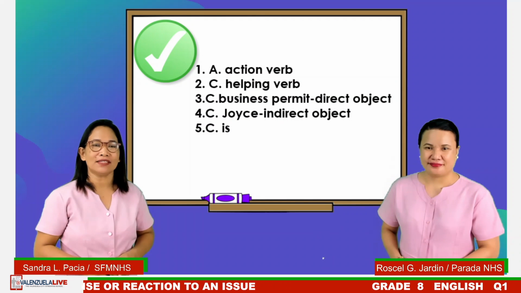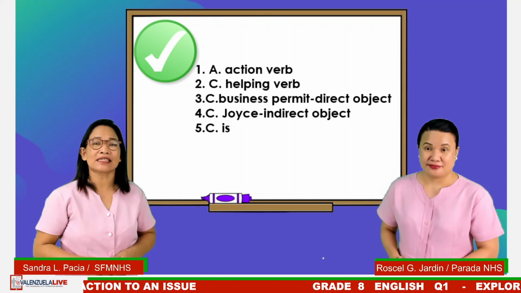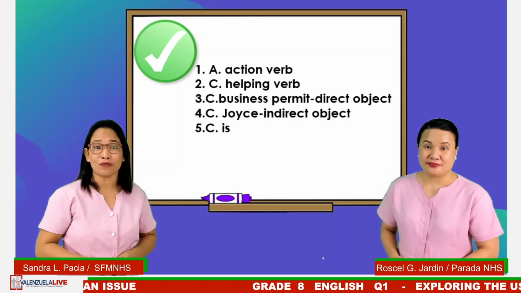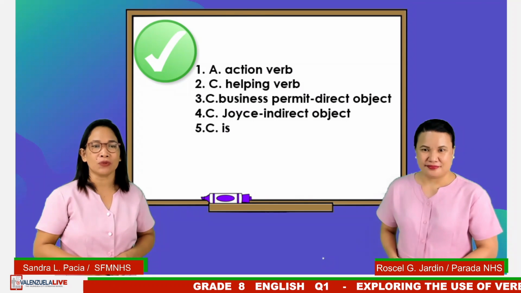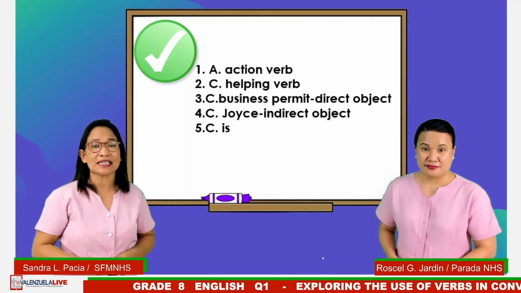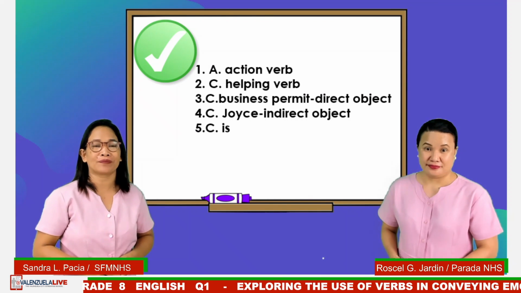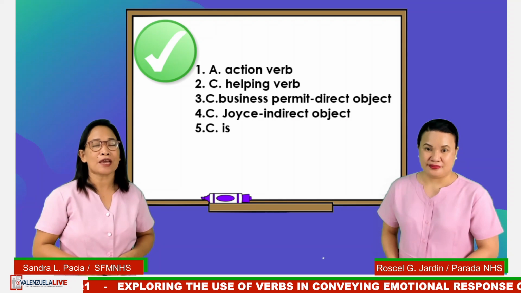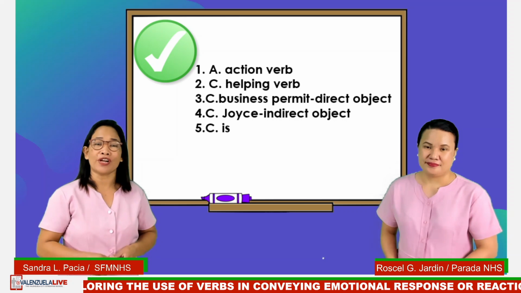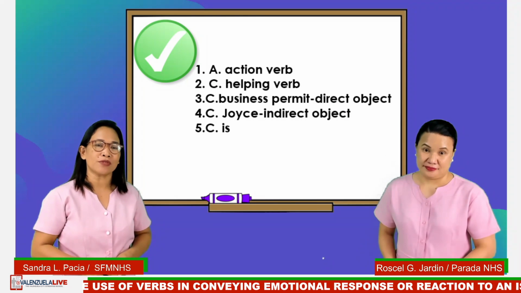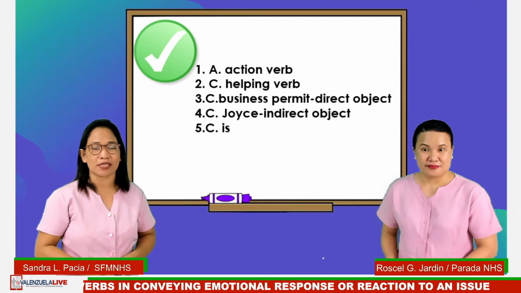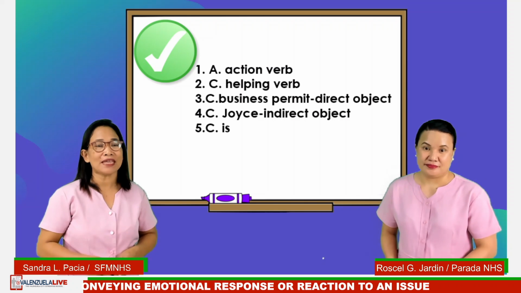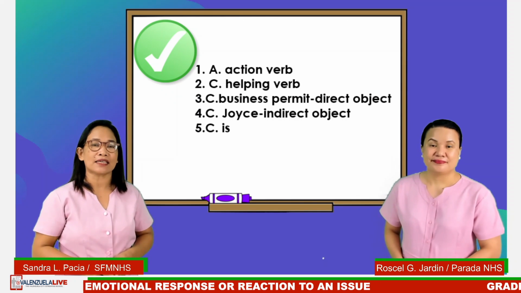Let us check your answers. For number 1, the underlined word is an A, action verb. For number 2, the underlined word is a C, helping verb. For number 3, the direct object is C, business permit. For number 4, the indirect object is C, which is Joyce. And for number 5, the answer is C, which is.